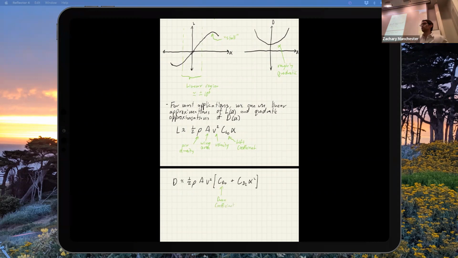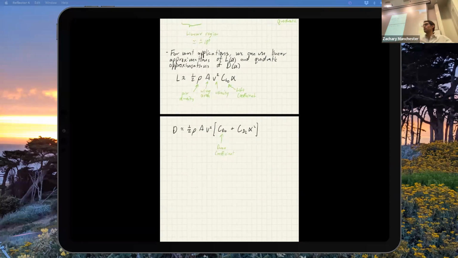So you hear about drag coefficient for all kinds of things, cars, et cetera, right? That's what that is. It's the constant term from the second order Taylor expansion of the drag curve as a function of alpha. It's the amount of drag you get at zero angle of attack, right?